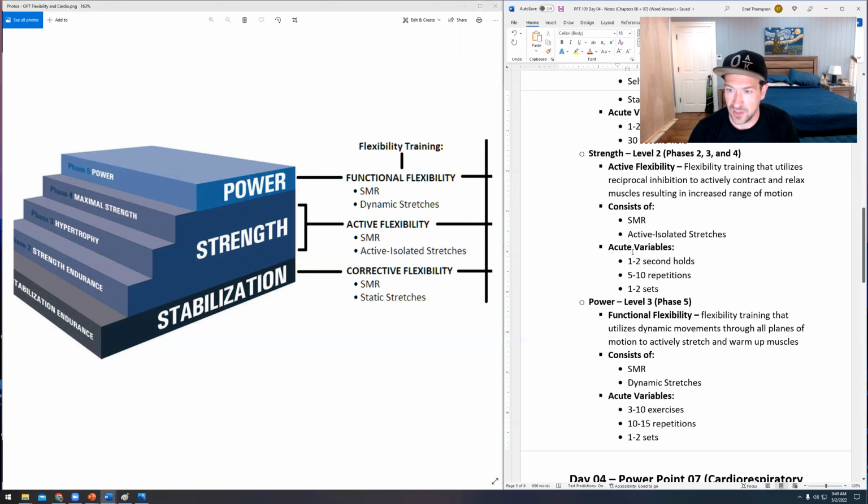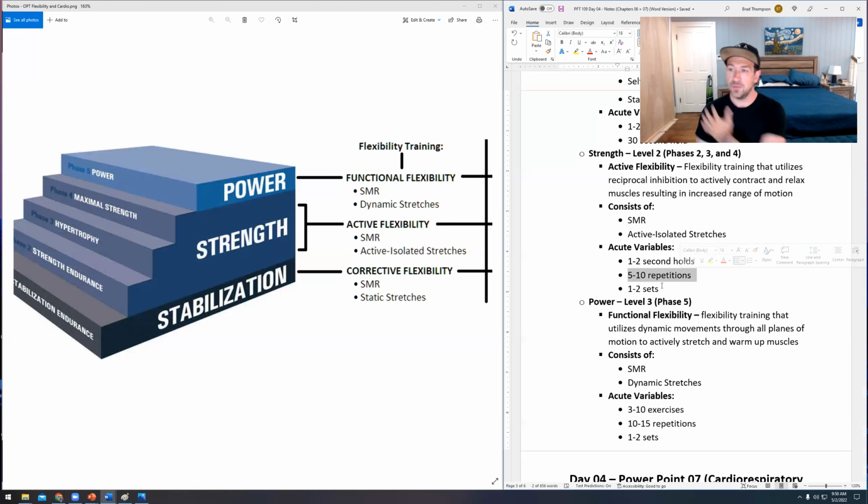Active isolated stretches are where you do a 1 to 2 second hold during the stretching portion, and you're going to do about 5 to 10 repetitions. So let's say I was stretching out my chest, right? Rather than just stretching that out and holding it 30 seconds, I'm going to contract and then relax, contract and relax, contract and relax. I'm doing a 1 to 2 second contraction with my antagonist muscles.